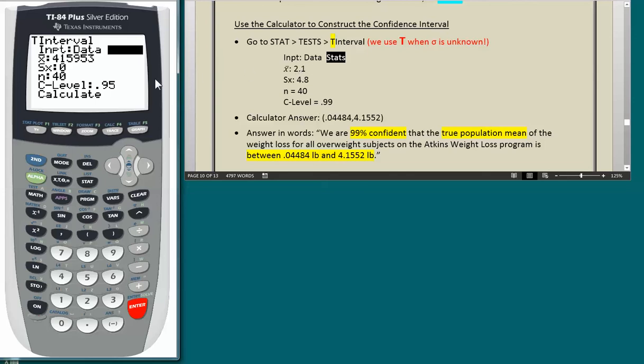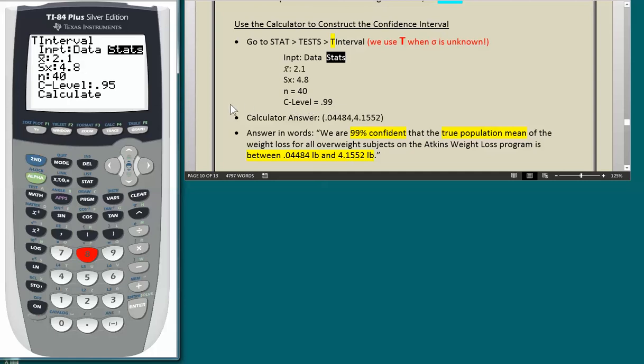And here's our screen. Input, data or stats. Well, this information we were given is sample statistics. It would be data if we had put numbers into a list, but we didn't. It gave us the sample statistics. So we're choosing stats right there. X bar equals 2.1. So I'm going to come down to x bar, and I'm just going to type in 2.1. Sx equals 4.8, so I'm going to arrow down to Sx, and I'm going to put in 4.8. N equals 40. Well, that 40 we already have there, so that's going to work.